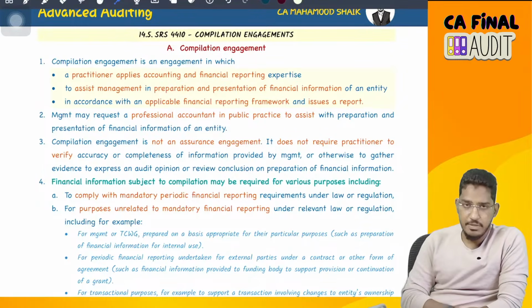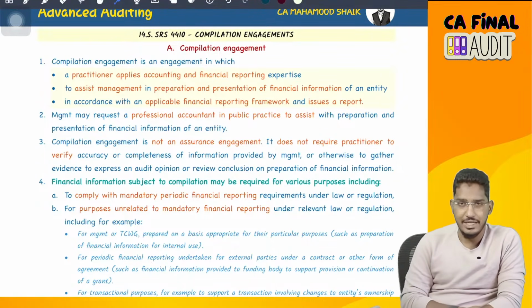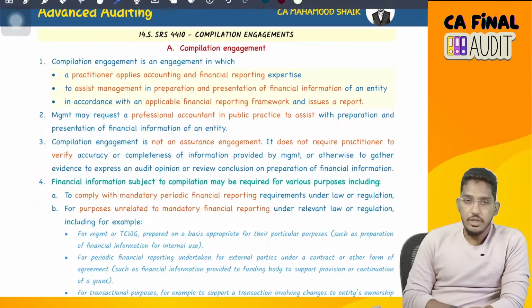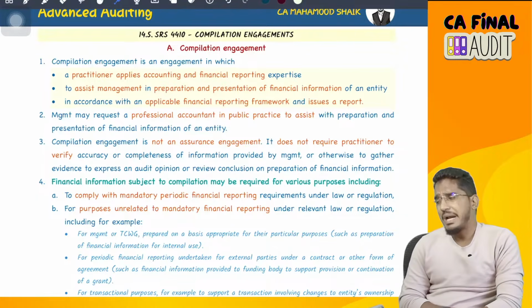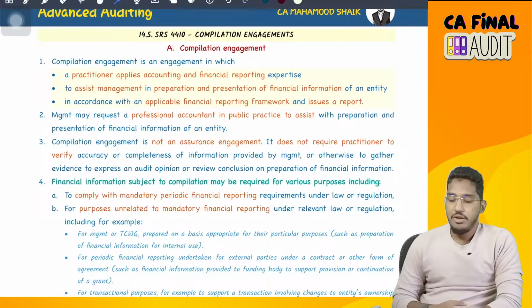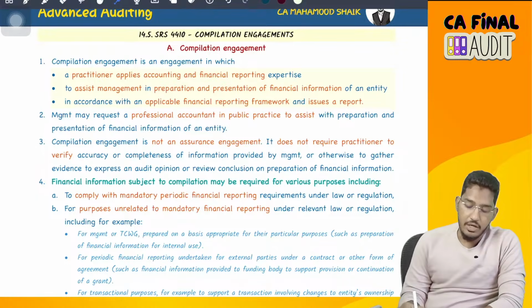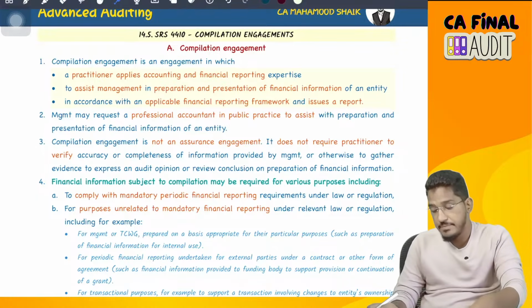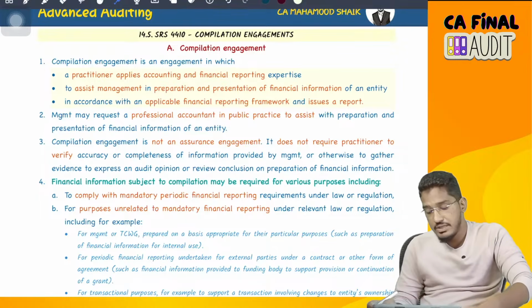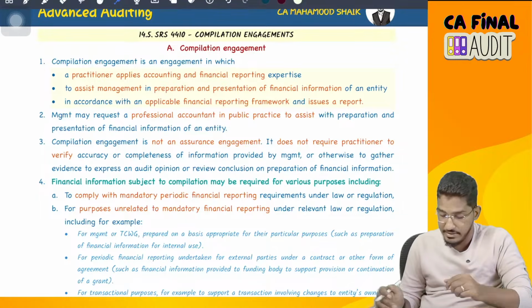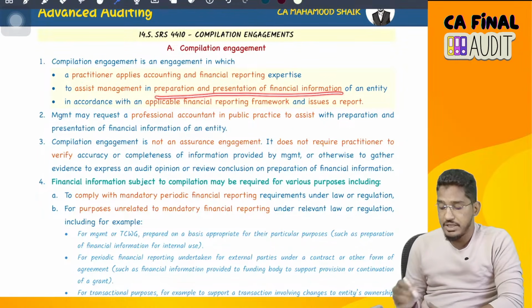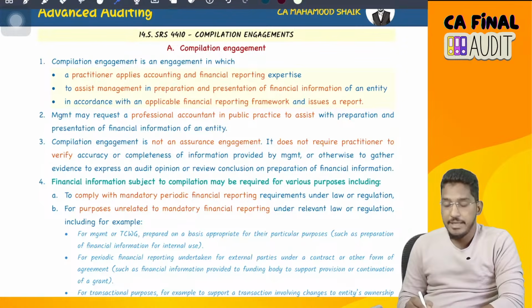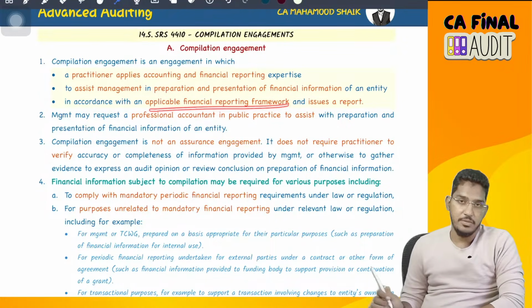So basically we are the experts in accounting and financial matters. That's what we are getting all through this education. So in the compilation engagement, a practitioner like you and me, a chartered accountant, will use his accounting and financial expertise. For what purpose? To assist the management in the preparation and presentation of financial information of an entity, in accordance with the applicable financial reporting framework.